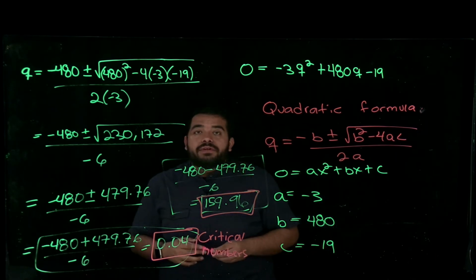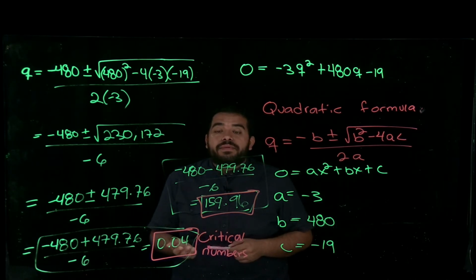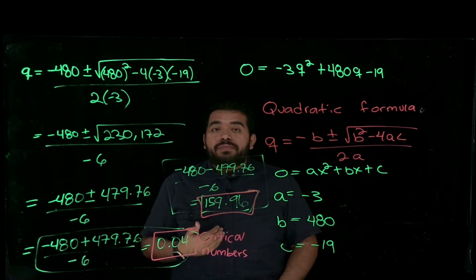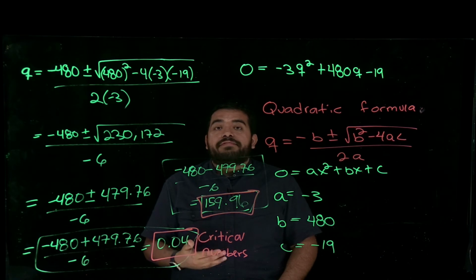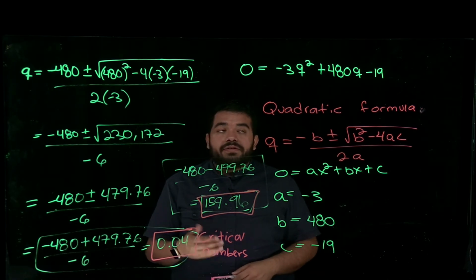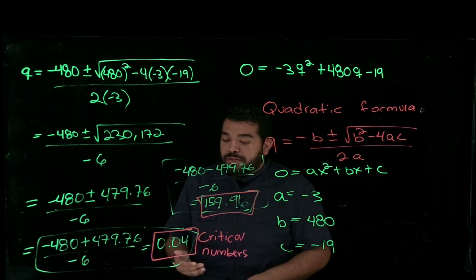Now, how do I know that these are my critical numbers? Well, we can verify this information by plugging it into our marginal profit function to see if that does in fact make it equal to 0. And you will see that this actually does give you zeros. So we're going to go ahead and continue to use these numbers here.